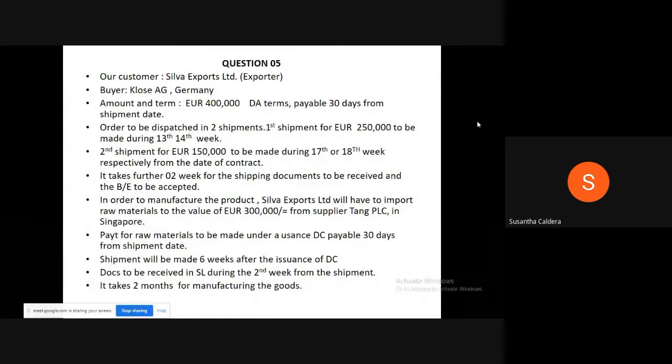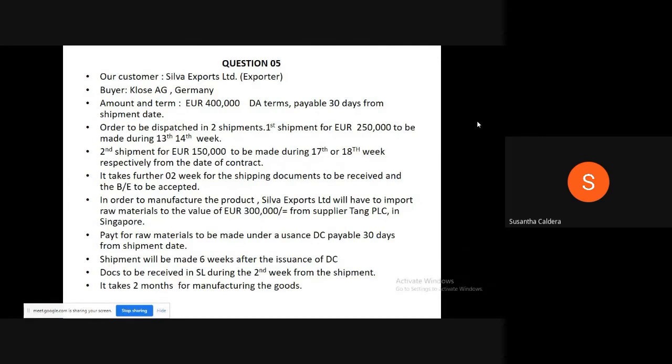Right? Anyway, our customer Silva Exports Limited, exporter buyer Close AG Germany, amount and terms Euro 400,000, DA terms payable 30 days from shipment date. Order to be dispatched in 2 shipments. First shipment 250,000 euro and second shipment 150,000 euro. First shipment made during 13 to 14th week.